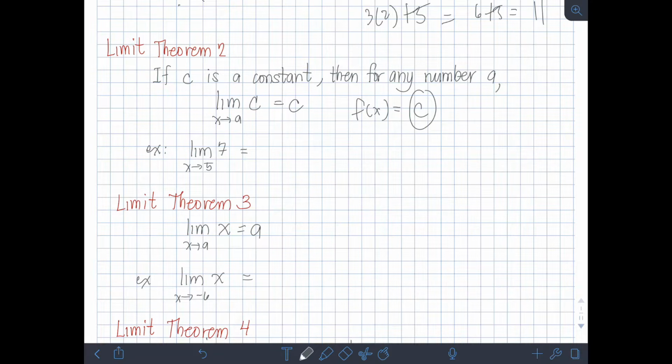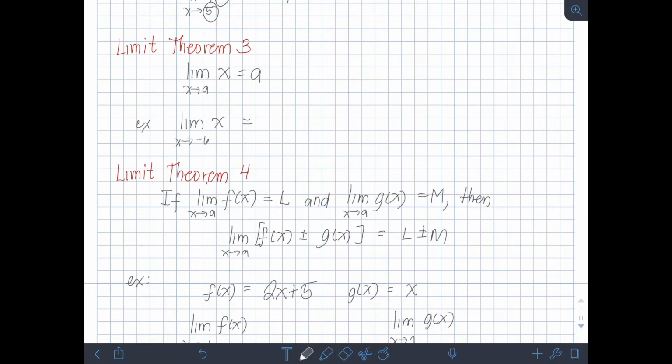So ngayon, ano daw yung value ng limit of c as x approaches a? Obviously, c pa rin. So kahit anong number ang approach na value ng x, automatic, dahil constant yung given function natin, yun pa rin yung i-approach ng function natin. Okay? Example, limit of 7 as x approaches 5 is, so wala tayong pakialam sa in-approach ng x as long as constant yung value ng function natin, which is 7, sa 7 pa rin siya mag-approach. Okay? Next, limit theorem 3.